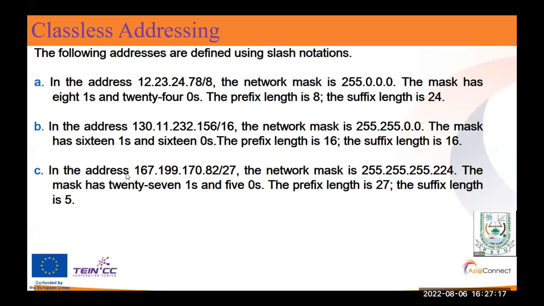In this case, the network mask is 224. Can anyone say why /27 gives 224? You can use binary to decimal conversion. Here from 27 to 32, that means 5 bits can be changed. The mask has 27 ones and 5 zeros. So you add the leftmost bits: 128 plus 64 plus 32. Then the total sum will be 224. Is it clear or not? Orpita, is there any question?